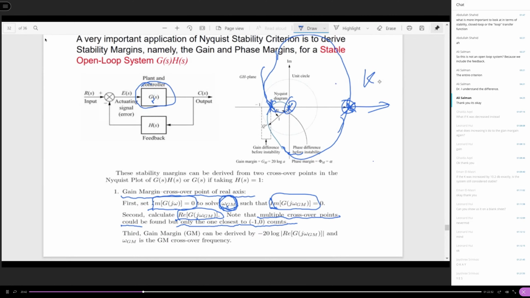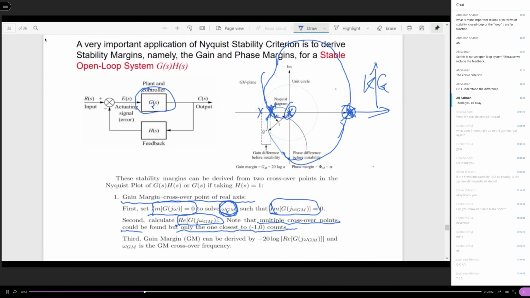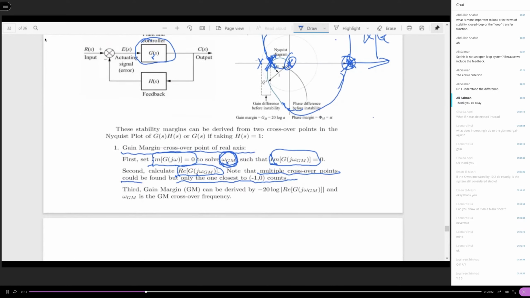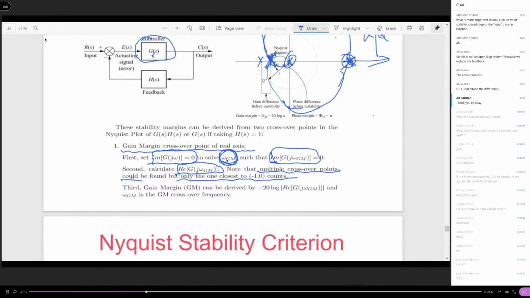If you increase the k in kG, it is definitely this point that first crosses the -1, 0 point. These 2 are going to follow. But we know that in order to predict closed-loop stability, as long as the encirclement happens, it is done. That is why you only need to evaluate the closest point. So you might have multiple crossover points, but only the one closest to the -1, 0 point counts for the gain margin calculation purpose.